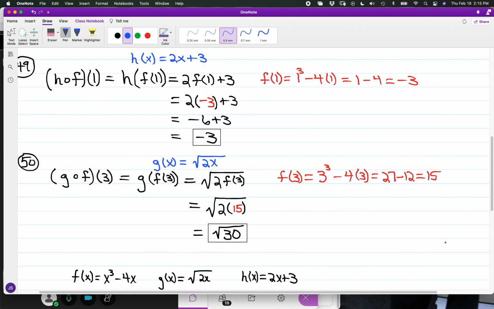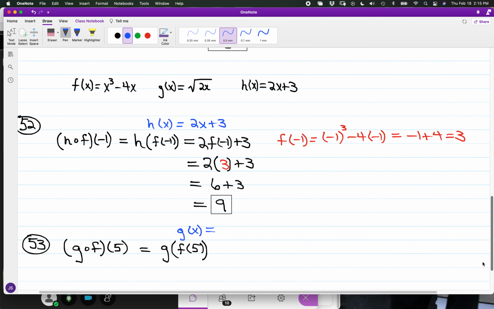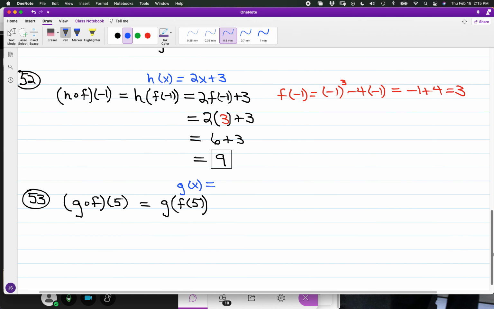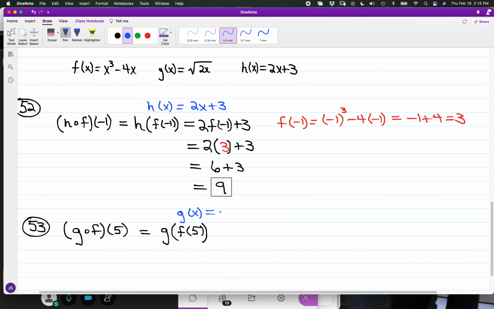And in terms of how f of 5 is going to be treated, again, in accordance with g of x, g of the input is equal to the square root of 2 times the input.